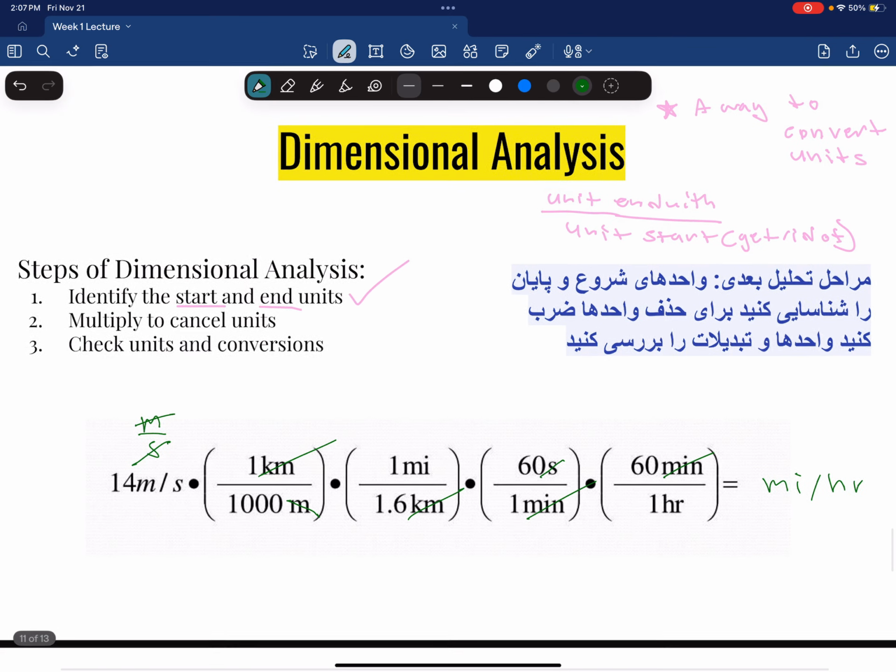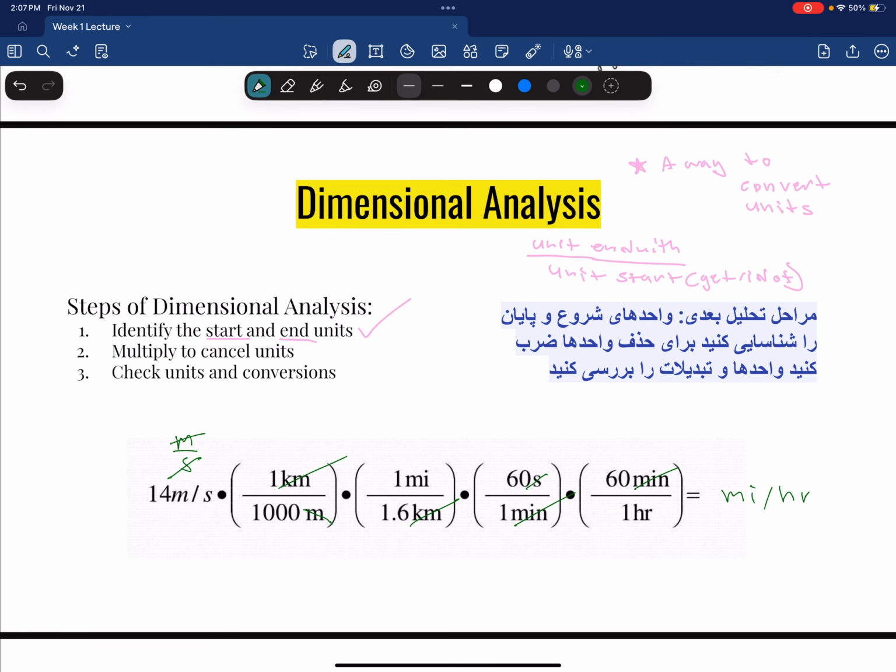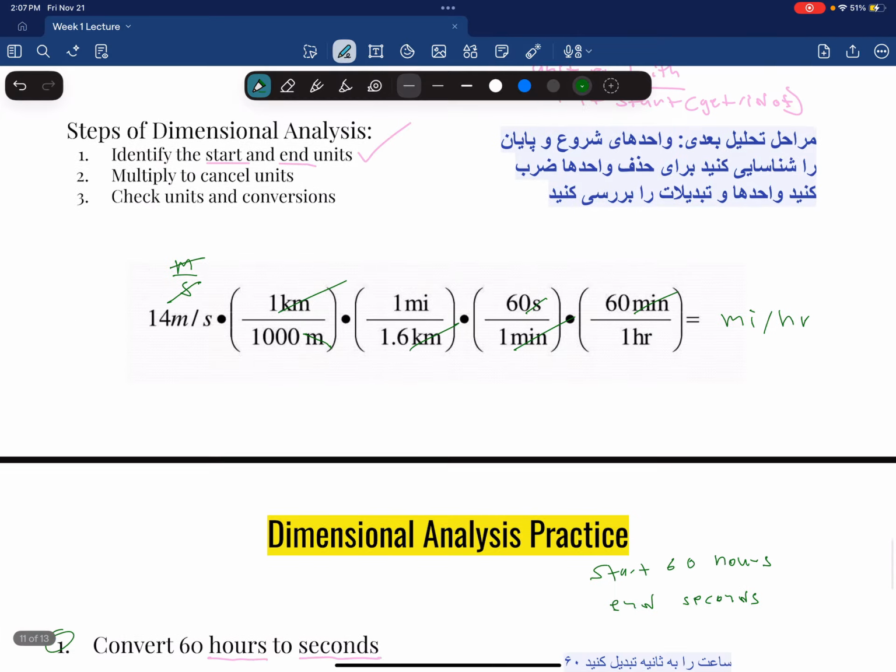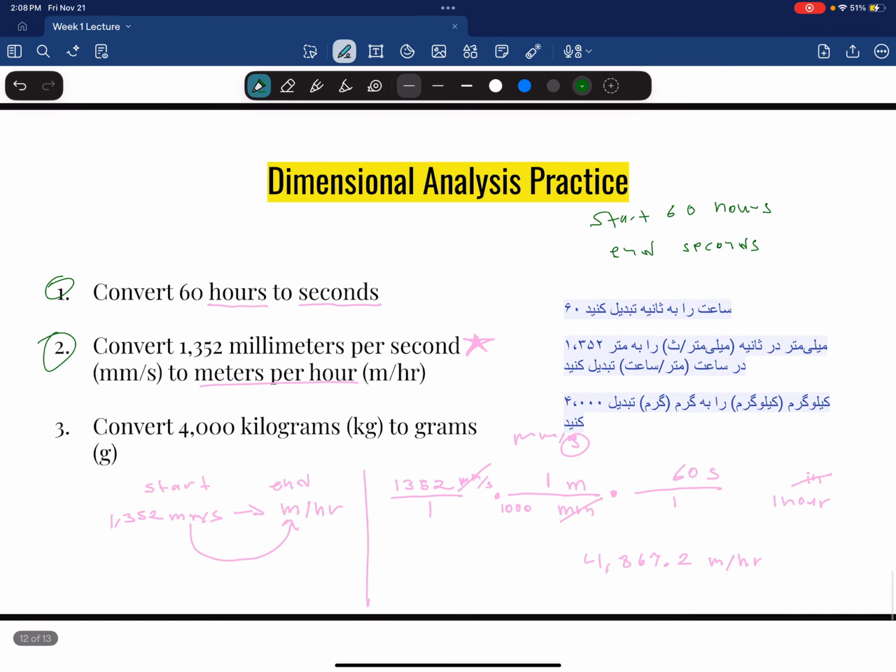All right, so dimensional analysis. The steps for dimensional analysis are: you start by identifying your start unit, and then you identify your end unit. From there, you use a fraction to cancel the units, and then you check your answer. It's very simple. You guys are going to do great in this. We're going to do some practice.